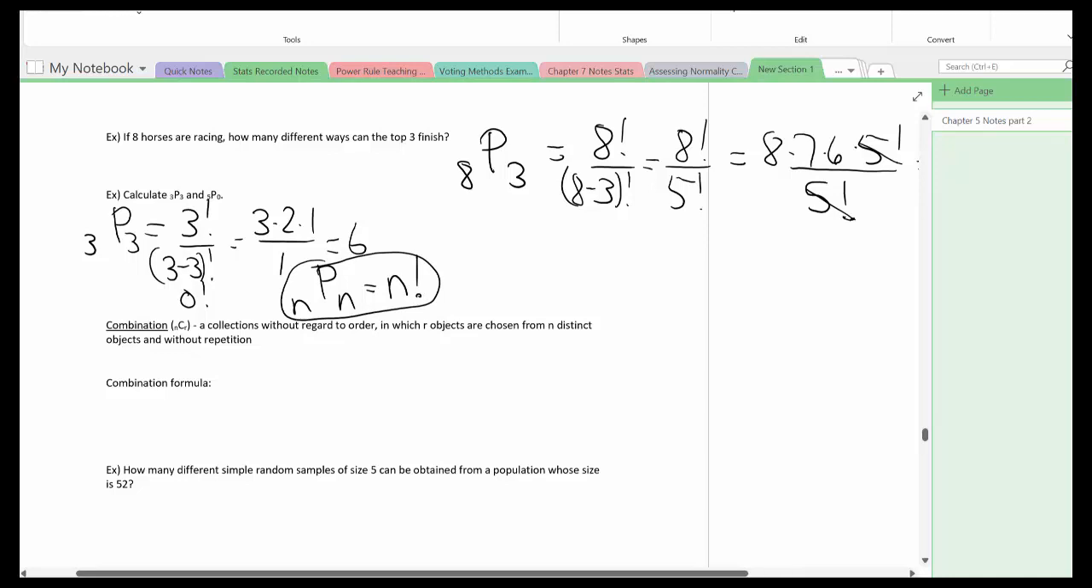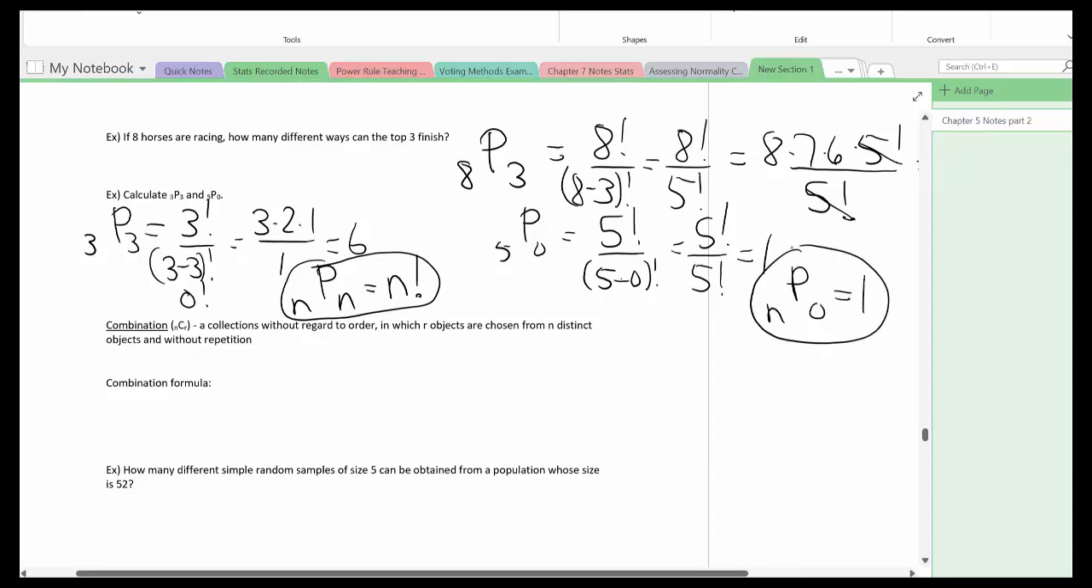Now, let's do a permutation of 5 things taken 0 at a time. That's 5 factorial divided by 5 minus 0 factorial. Well, that's 5 factorial over 5 factorial, which is 1. So a permutation of n things taken 0 at a time is 1. Now, you don't need to memorize the particular formulas. It's easy to use the permutation formula to figure these out.